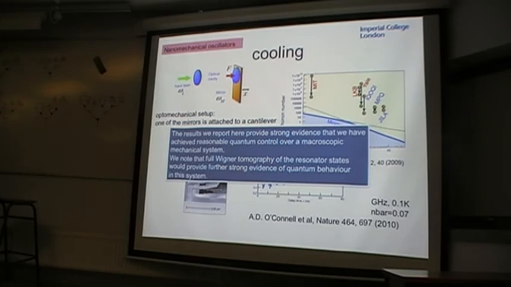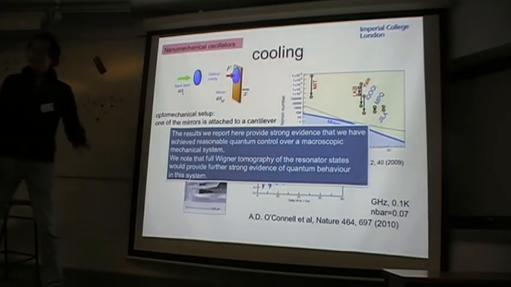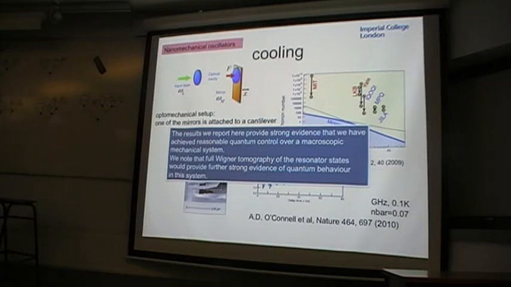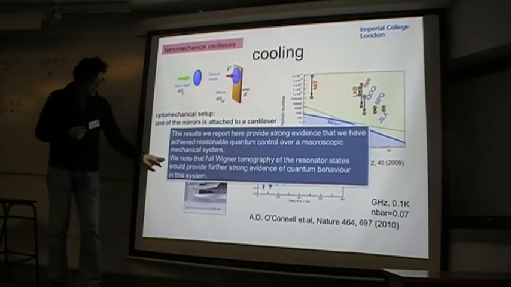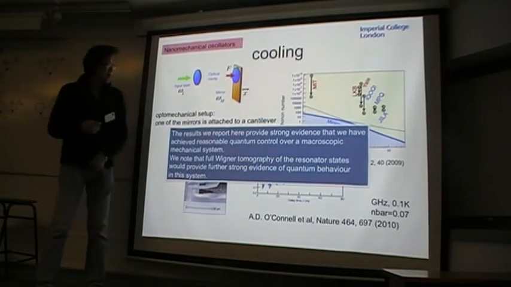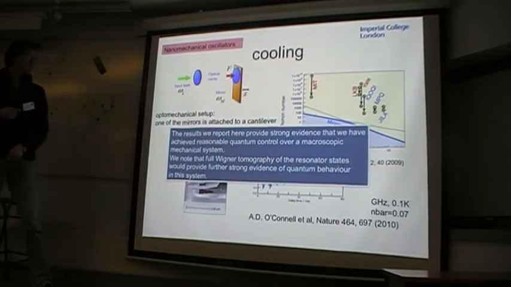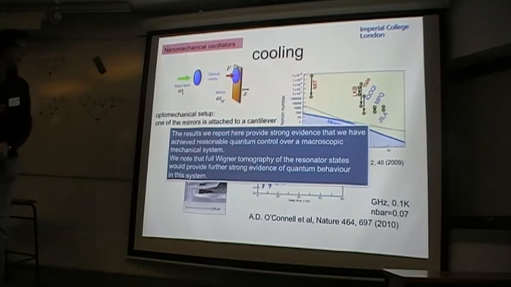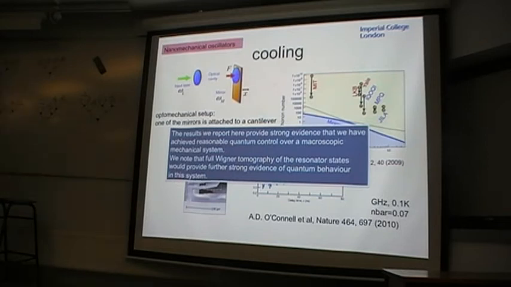That's great. And this paper in Nature, which I found has been cited already 200 times, quite amazing. At the end of their paper, they say that the results we report here provide strong evidence that we have achieved reasonable quantum control over a macroscopic mechanical system. We note that full Wigner tomography of the resonator states would provide further strong evidence. Right? But how do we do this? How do we read out this state?